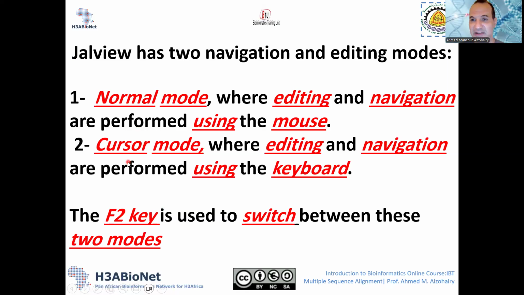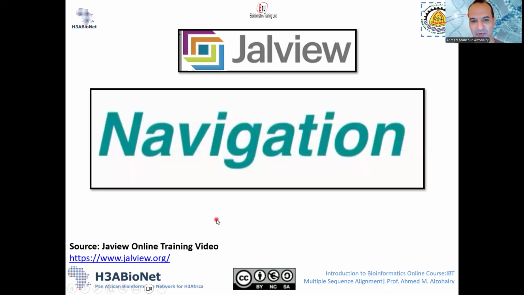The cursor mode is the second mode, which is for people who love to work with the keyboard much more than the mouse. So this is called the cursor mode, where editing and navigation are performed using the keyboard instead of the mouse. You can switch between both modes using the F2 key. So if you press the F2 key, you can just switch from one mode to the other.